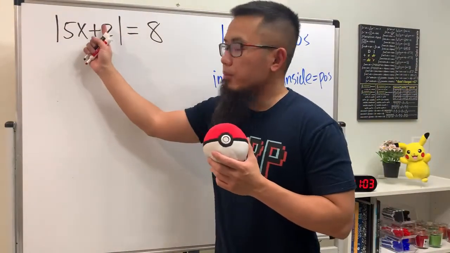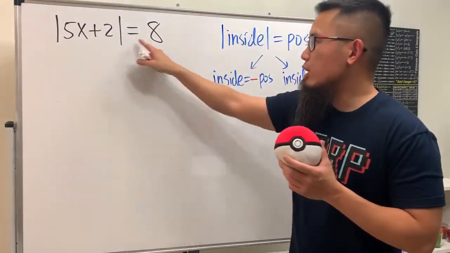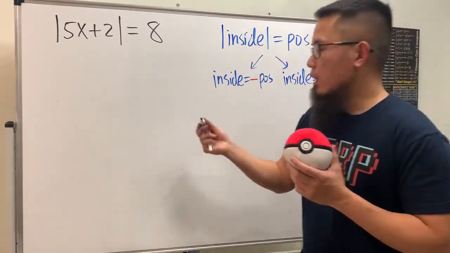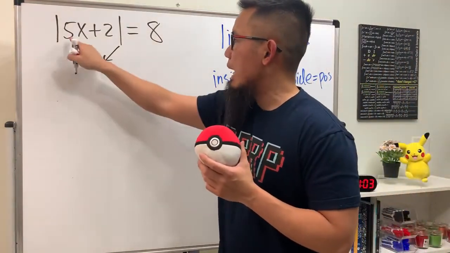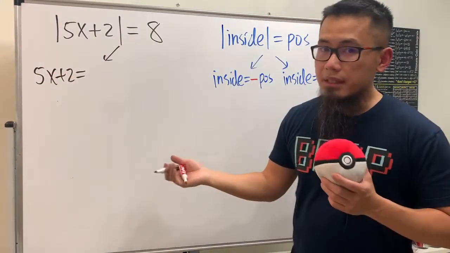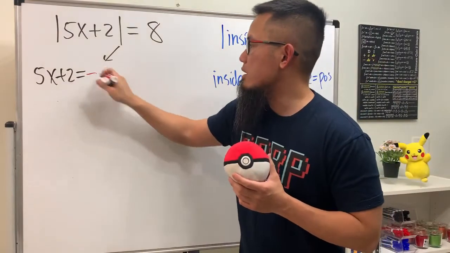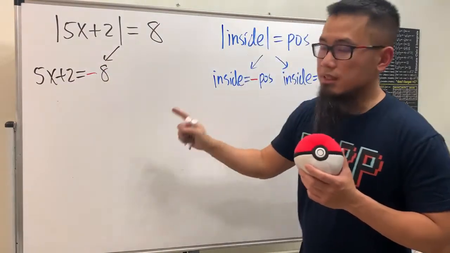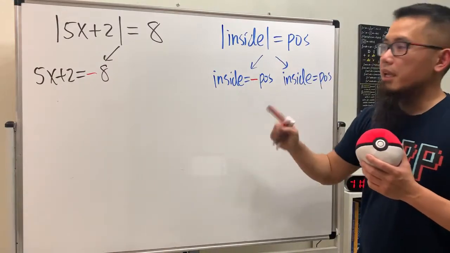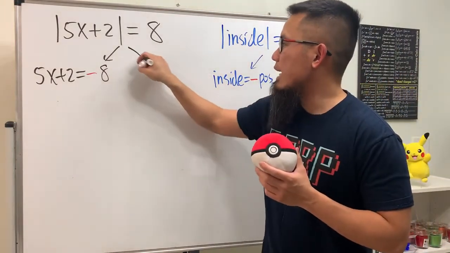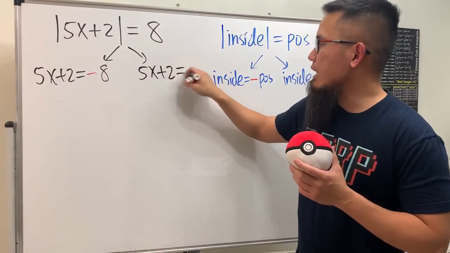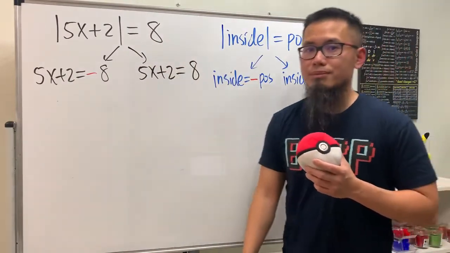An absolute value, it's isolated, and that's equal to a positive number. So we can proceed like this. All right. So first, I will write down the inside, which is 5x plus 2. And we'll make this equal to -8. So this is what I mean by negate this number right here, just like that. And the second equation is that we'll just put down 5x plus 2, and then we make that equal to 8, just as how it is.